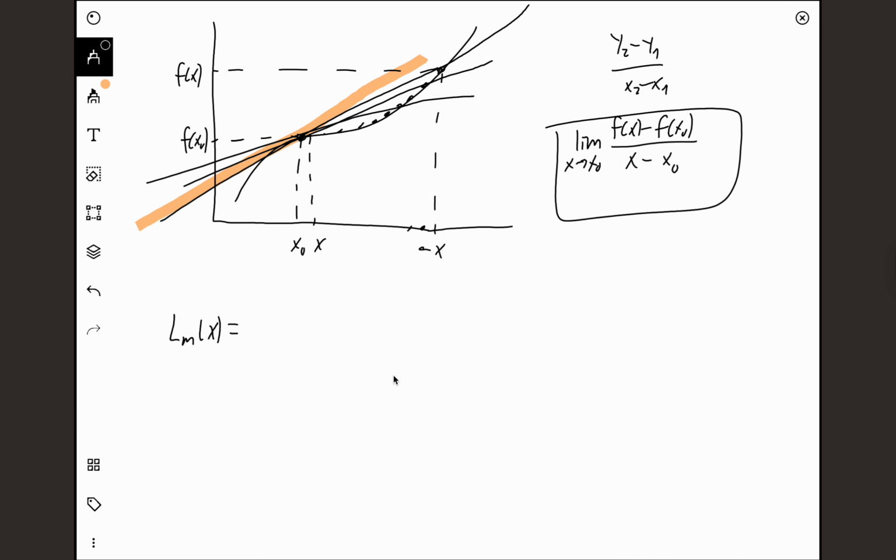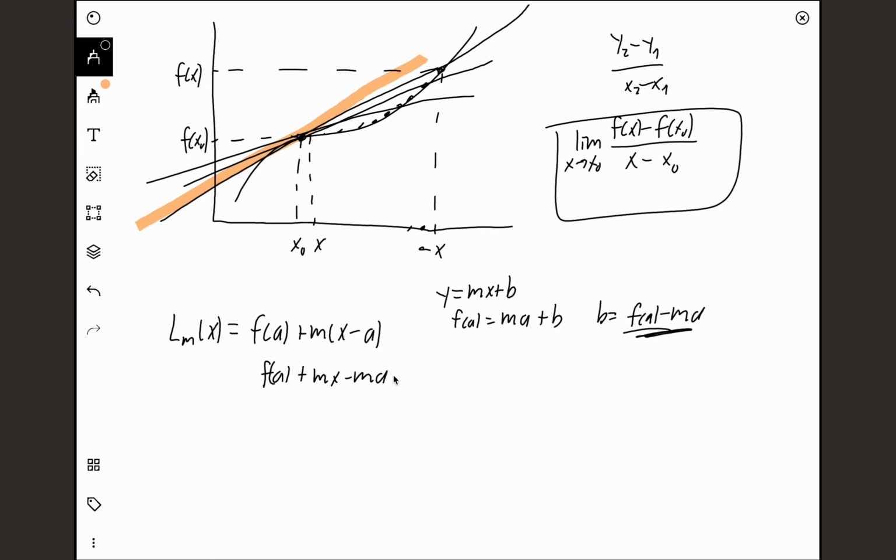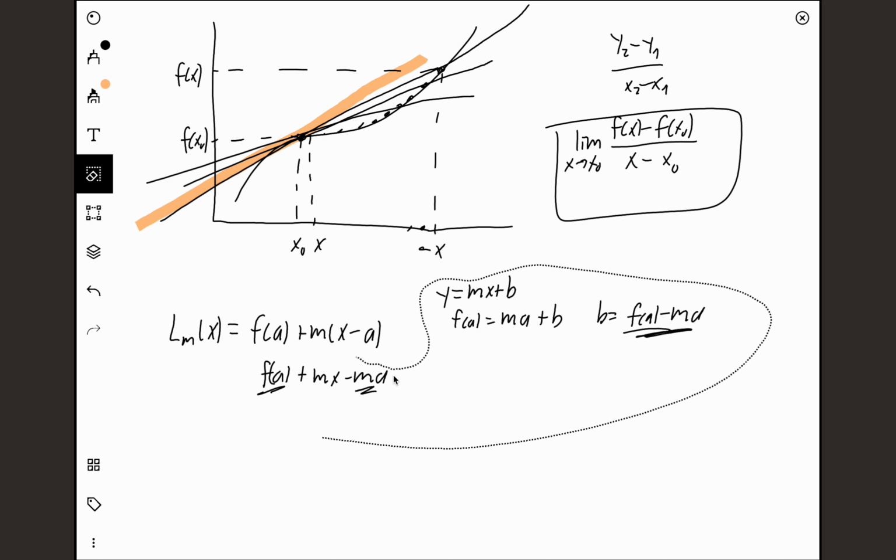Well, we can create a straight line function, which is going to be f of a plus m times x minus a. This is basically the same form as a straight line y equals mx plus b, because what is b? When we evaluate our function at the point a, f of a equals m times a plus b, so b would just be f of a minus m times a. If I spell this function out, this will just be f of a plus mx minus ma, and f of a minus ma is just our value b, so we get mx plus b. This is the classic equation of a straight line.